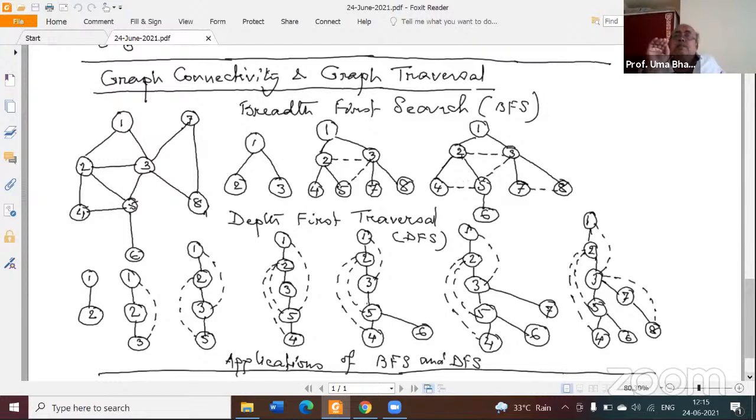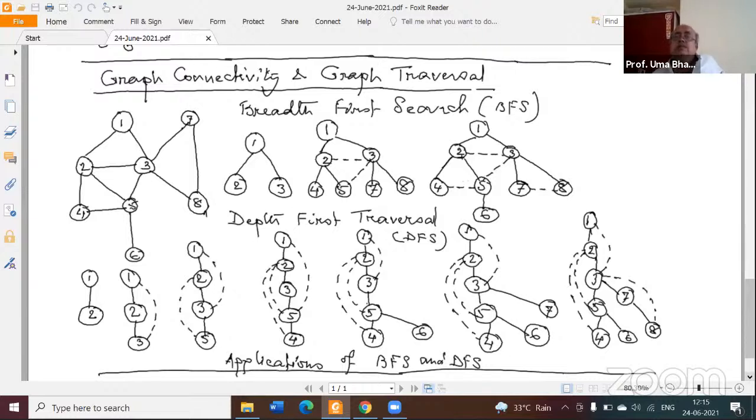In BFS method, I start from the root, come to the next level. Next level means those who are directly connected. So we consider all of them first before going later on.